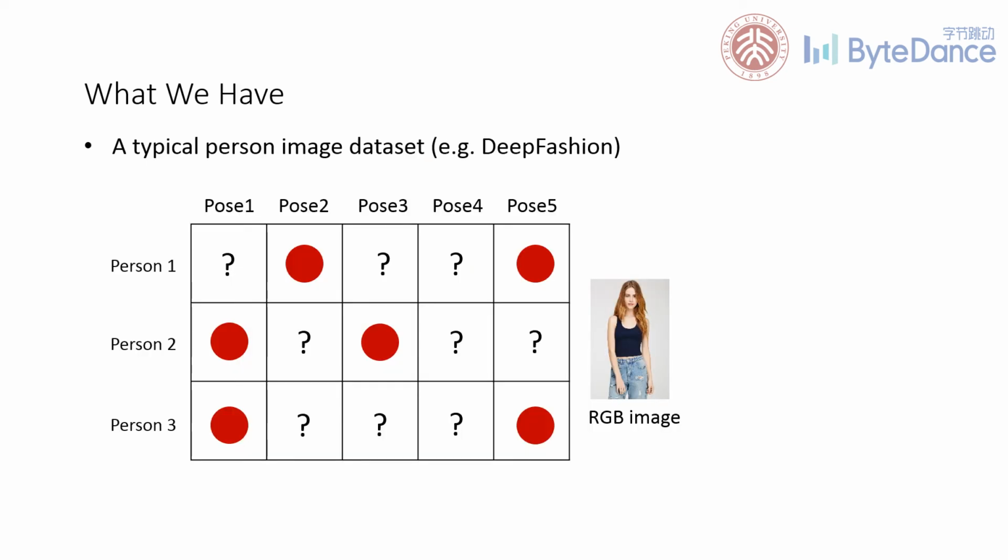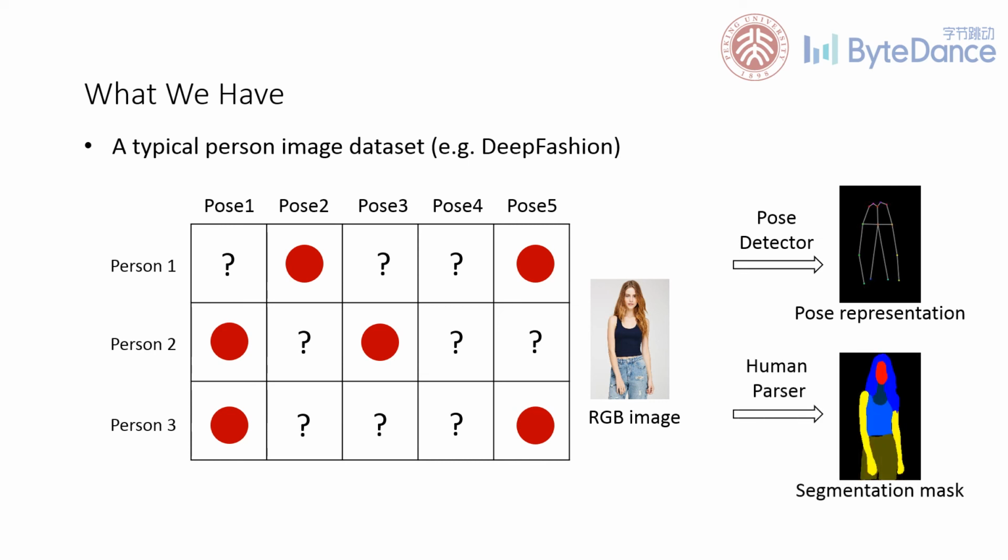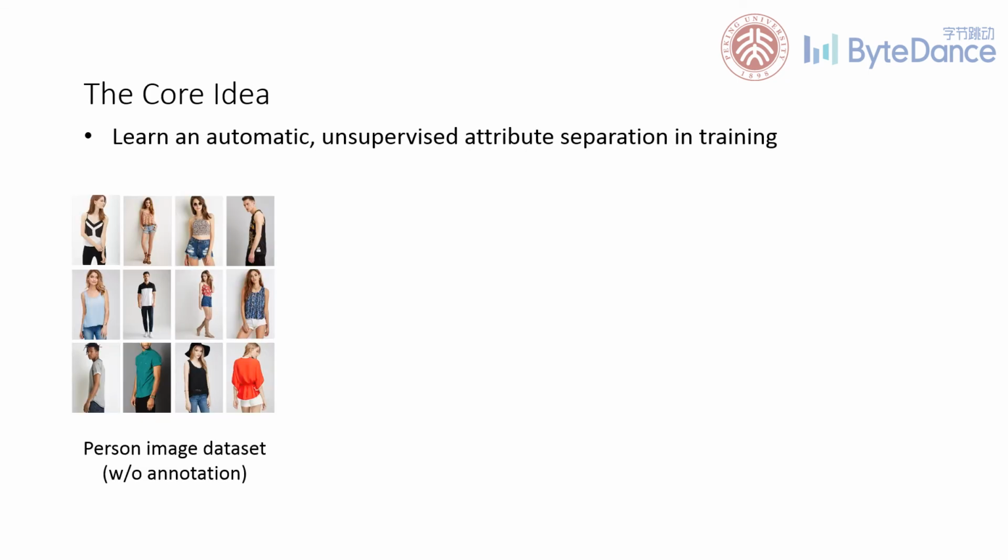In this task, what we have is merely a typical person image dataset, including RGB images of different persons in several poses. Then, we can get their keypoint-based pose representation with an existing pose detector and segmentation mask with a human parser. We have no annotation of human component attributes for color, shape, or texture pattern. The core idea is to learn an automatic, unsupervised attribute separation in the training.